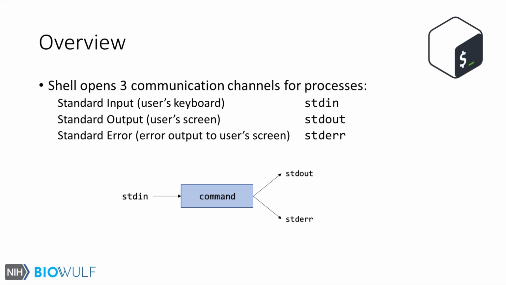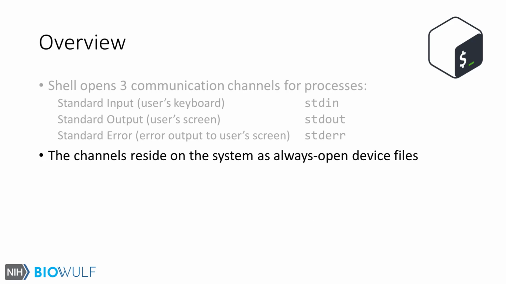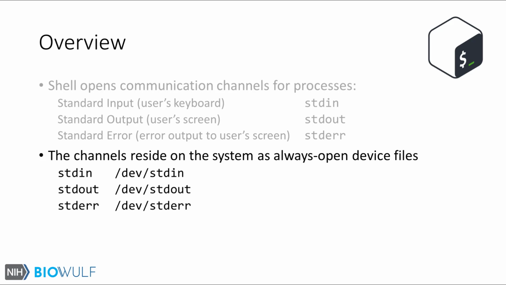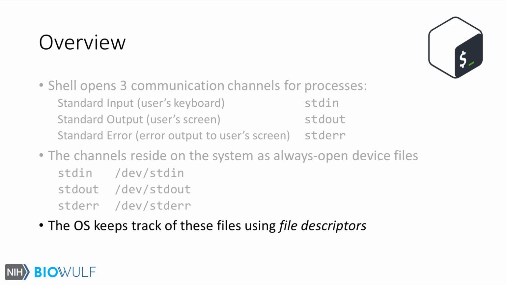This schematic shows us how a process started by a command expects the shell to set up the 3 channels or streams. These streams live as always open device files, which all exist in /dev. Dev being short for device. For example, standard in listens to the file /dev/stdin. The Linux operating system keeps track of these type of device files using labels or handles called file descriptors.